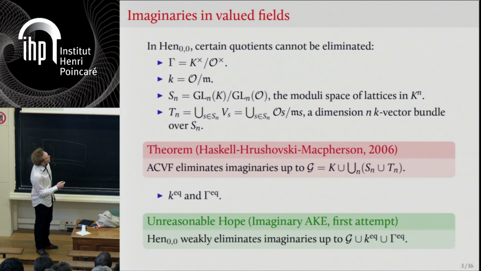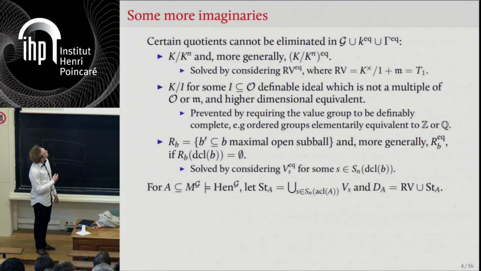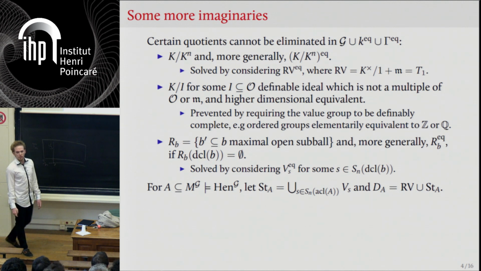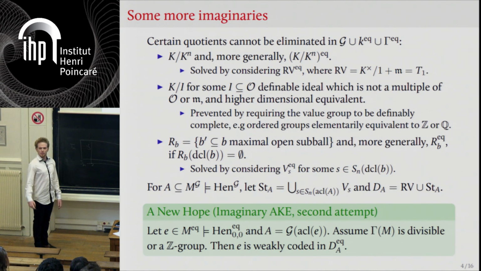G, in all this talk of Haskell-Hrushovski-Macpherson, is this bunch of sorts. So if you have a bunch of geometric elements, then you can define what's called the stable part, which is just the collection of those vector spaces over A. And then I'm going to define a set dA, which takes into account both things we want to know about, which is both the stable part, so these VS that might appear, and the RV that we need to solve the first problem. And so now that we have that, we can write a new conjecture.